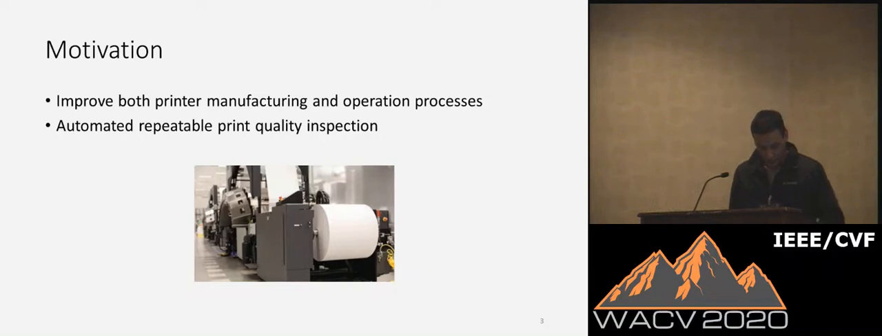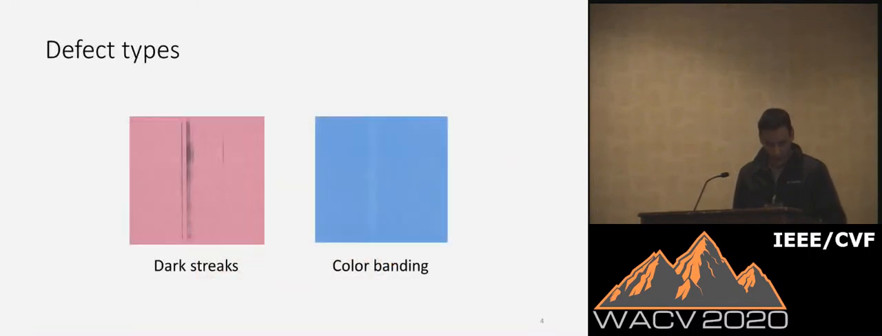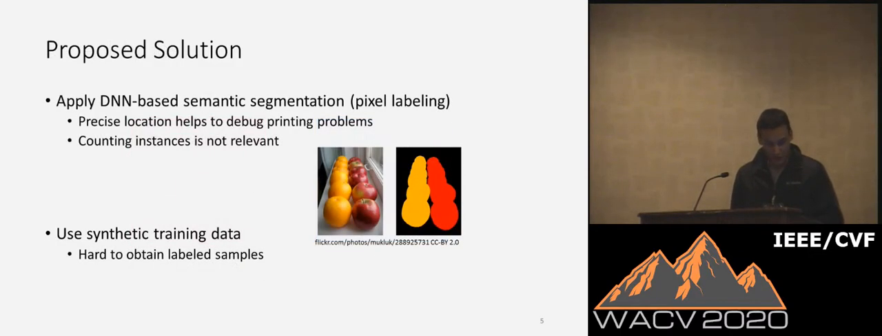So our main goal here is to provide automated, repeatable inspection. This is especially useful when you think about heavy duty industrial inspection. These are the defects that we target in this specific work: dark streaks and color bands. Dark streaks don't have a specific shape, but have a distinctively darker color, while color bands are more regularly shaped, like a thin rectangle. They're sort of translucent.